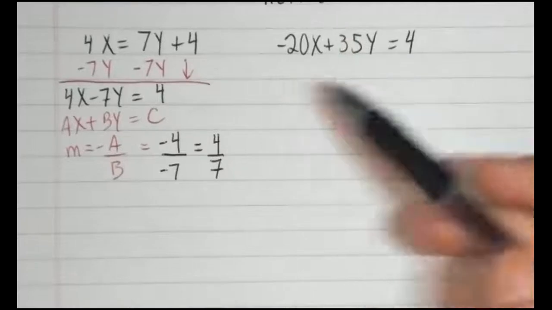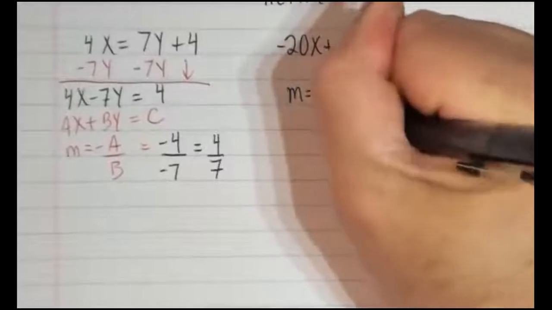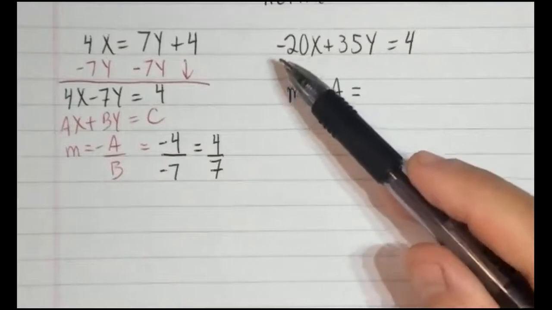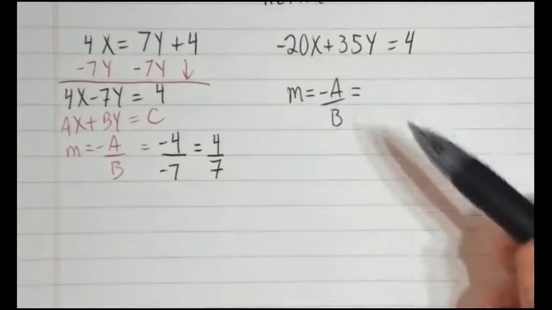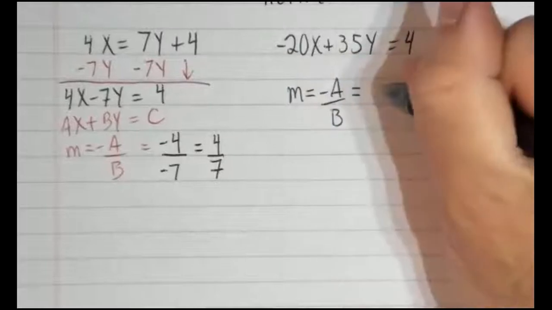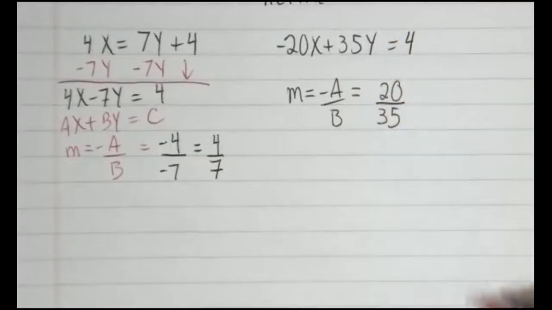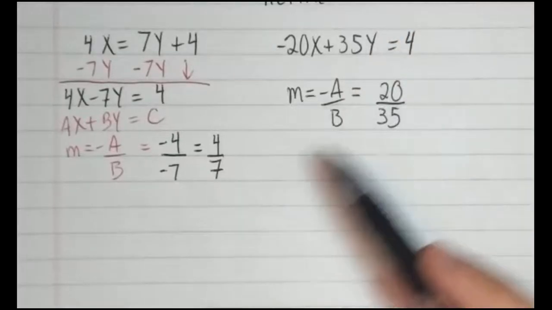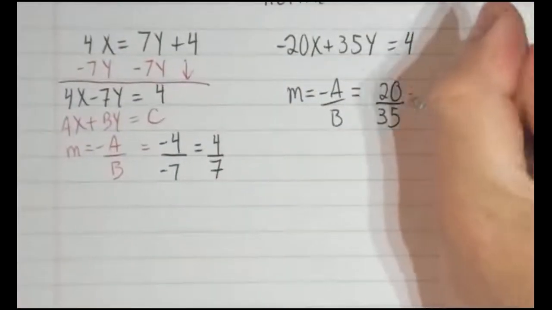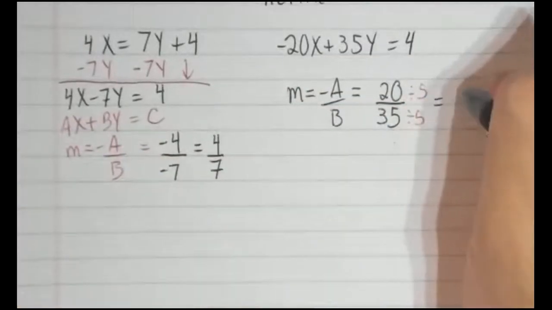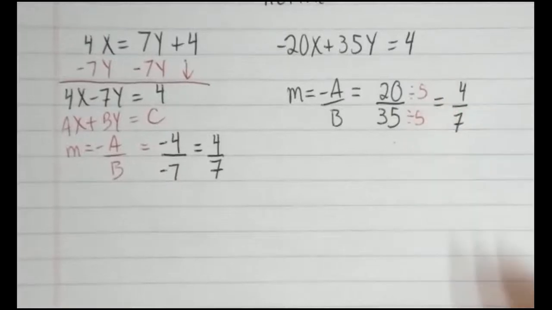This one is already in standard form. It's already in ax plus by form, so I can use that negative A over B. The A is already negative 20, so if I do the negative of negative 20, that's going to make this a positive 20. And B would be 35. Right off the bat, I would say, oh no, they're not the same. Problem is this is not reduced, right? Both of these numbers, 5 can go into. So this ends up giving me 4 over 7.